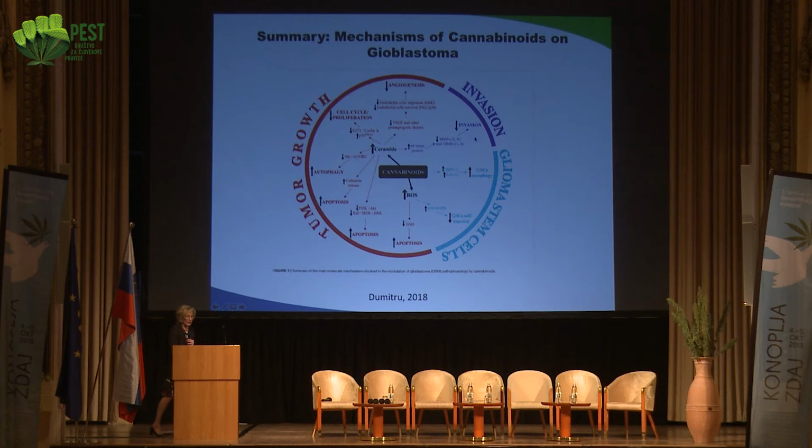And to summarize this part, this was published also last year by Dimitri, a review of what all cannabinoids do to glioblastoma cells. They affect invasion, they affect tumor growth, and they affect glioblastoma stem cells. So this is a very important news, again, because glioblastoma stem cells are affected by cannabinoids, not by other therapeutics. And this is a way to go in the future and see what specifically would affect them.